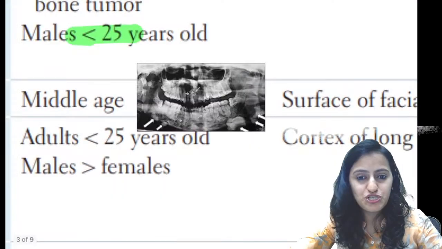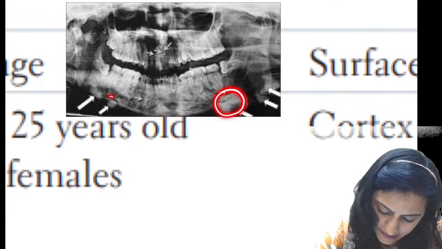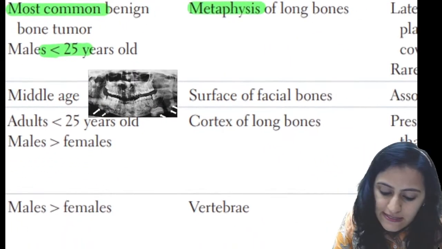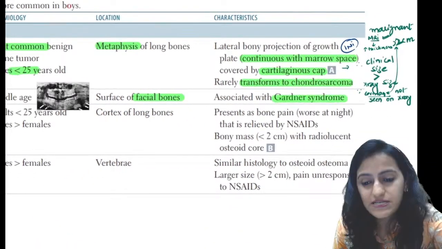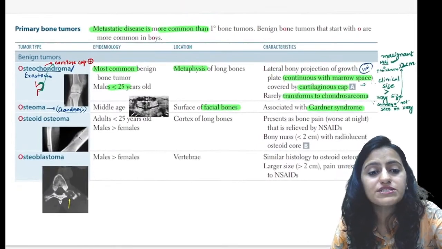And look at this image here which I've added. So this is common with the facial bones, right? All this which you see here, these are the osteomas that you are seeing here. So this is common on the surface of the facial bones, associated with Gardner syndrome. Next one, osteoid osteoma.